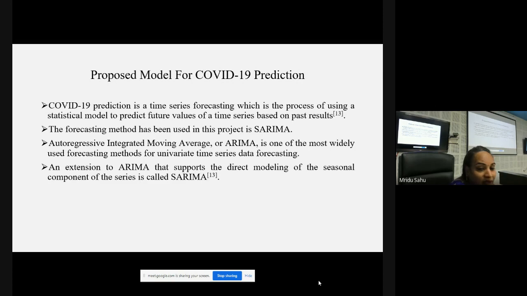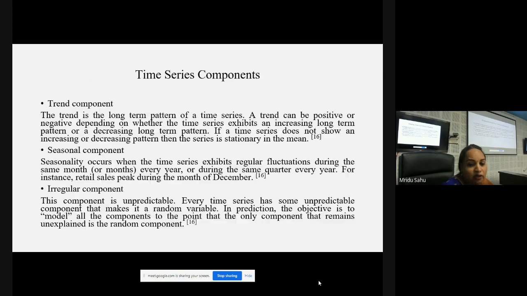That's all. So an extension to ARIMA that supports direct modeling of the seasonal component of the series is called the SARIMA model. So, time series components, the technical terms we are using here: the first one is called the trend component, the second one is called the seasonal component, and the third one is called the irregular component. What does it mean by the irregular component? We are sitting over here, and some pattern is going on. Our mind is just in front of that slide, we are gazing at it.